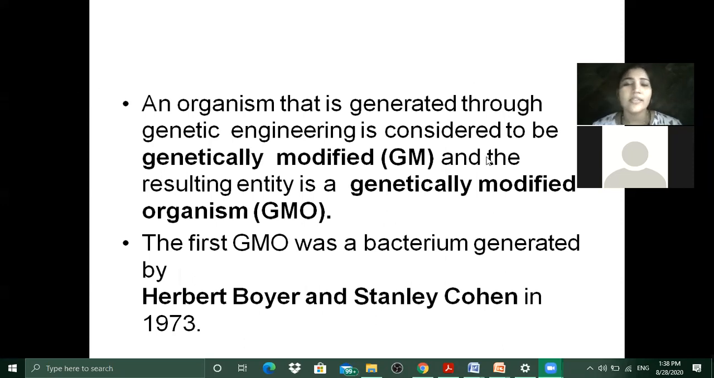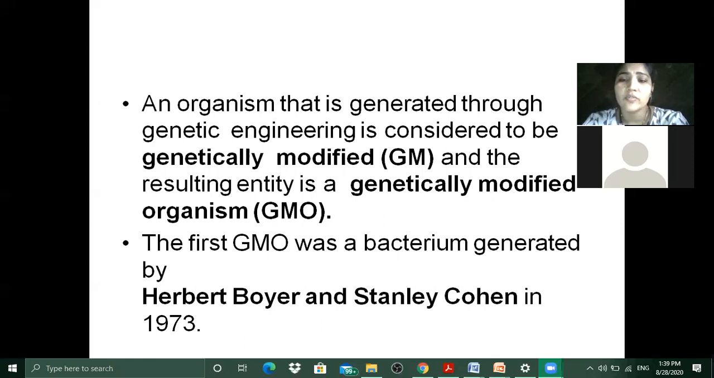Yes. So, an organism that is generated through genetic engineering is considered to be genetically modified, and the resulting entity is known as the genetically modified organism. We do have a hands-on experiment where you will be doing this in our lab, creating a genetically modified organism by using a restriction enzyme and then analyzing that organism to see whether we are able to do any genetic modification or not. That also we do through the HiMedia teaching kit, only for genetically modified organism.